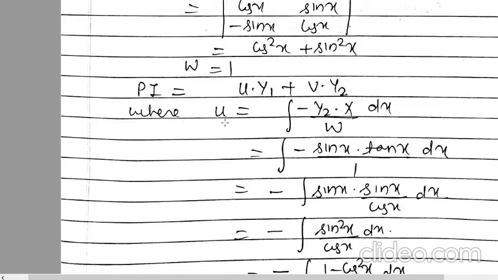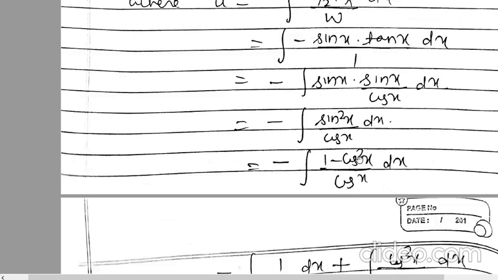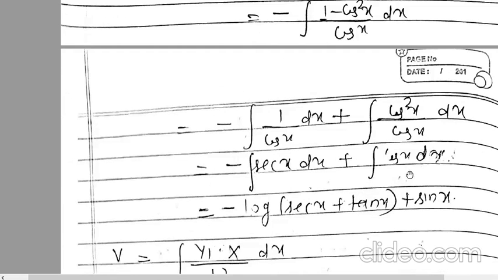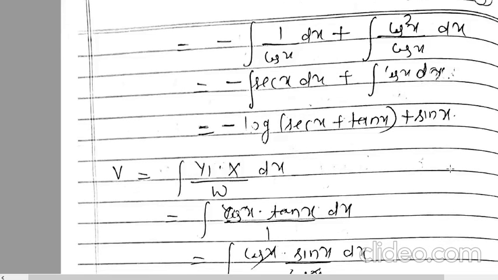So we have our formula: u is equal to integration of minus y2 X upon W dx, that is minus sin x tan x dx. You can write it as sin by cos, so 1 minus cos square x upon cos x dx. Just solve this and integrate this. So minus 1 upon cos x dx plus cos square x upon cos x dx. So minus sec x dx and plus cos x dx, right? Now sec x integration is log sec x plus tan x, and cos x integration is sin x, right?